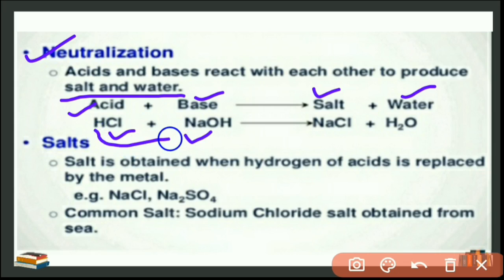and from the acid, hydrogen reacts with the OH ion, and chloride reacts with sodium metal and forms salt and water molecule.